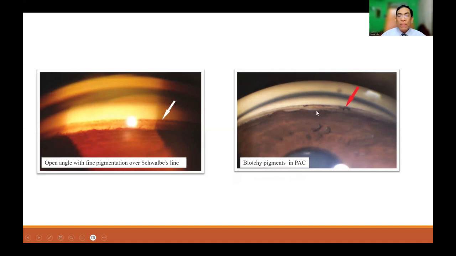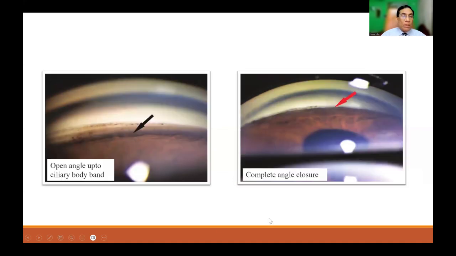Here again, you can see the angle is open. It was open, but now so many parts are closed because of the peripheral anterior synechiae. And some part is visible. Well, open angle up to the ciliary body band here, but complete angle closure here.